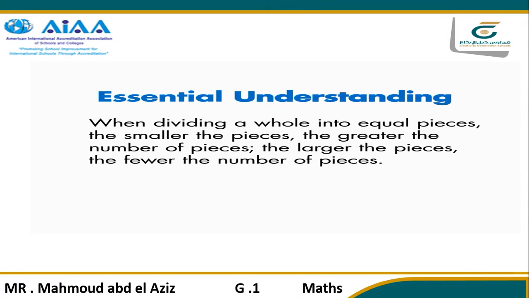The essential understanding for this lesson is, when dividing a whole into equal pieces, the smaller the pieces, the greater the number of pieces. The larger the pieces, the fewer the number of pieces. Previously, students divided rectangles and circles into 2 or 4 equal shares, and used the terms 1/2 or 1/4 to name one equal share of a shape. In this lesson, students compare halves and fourths of the same whole.